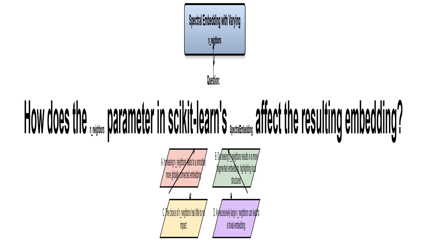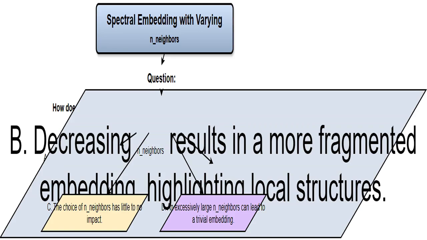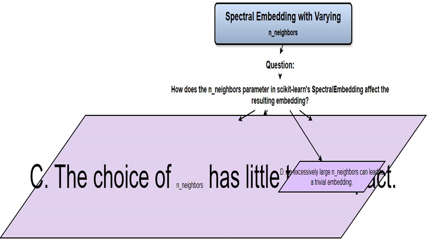I'll break it down step by step. I think this option is correct. A larger N_neighbors value means each data point is connected to more neighbors. This creates a densely connected graph, leading to a smoother embedding where distant data points are better connected in the reduced dimensional space. I agree, this is also correct. A smaller N_neighbors value creates a sparsely connected graph. The embedding then emphasizes local clusters because only nearby data points are connected, highlighting small, localized groupings.